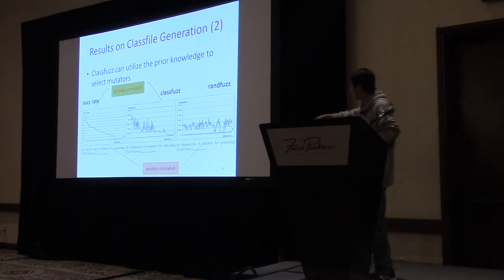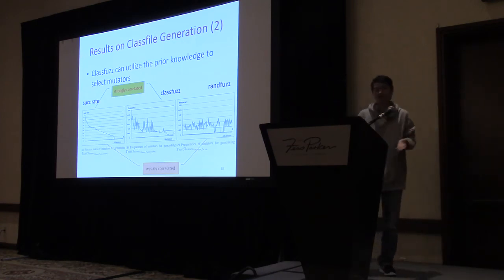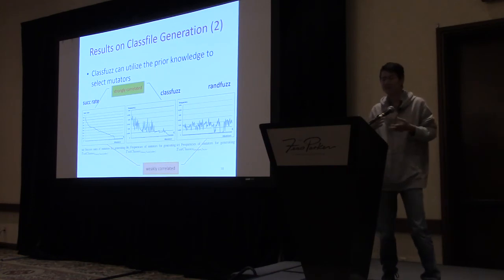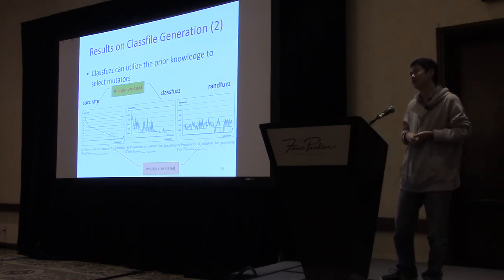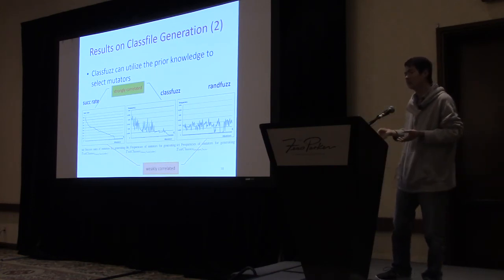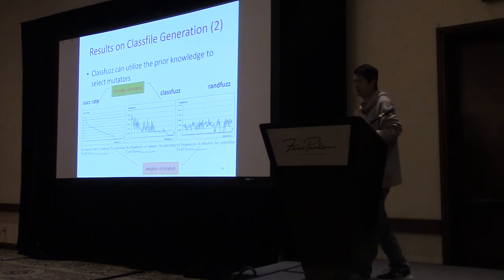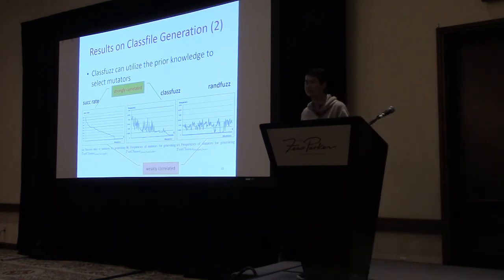Comparatively, random fuzz selects the mutator without any guidance, even though some of them rarely create representative class files. The frequencies of the mutators vary only because some mutators hardly create some class files.